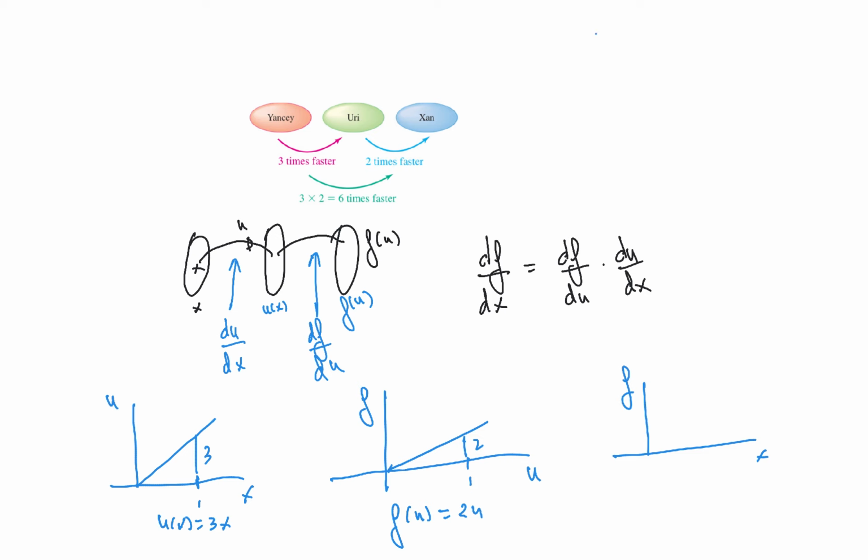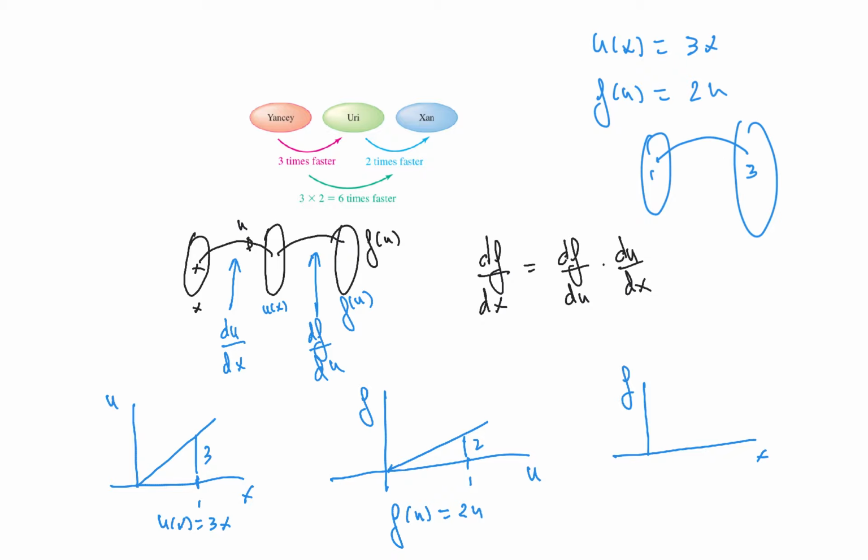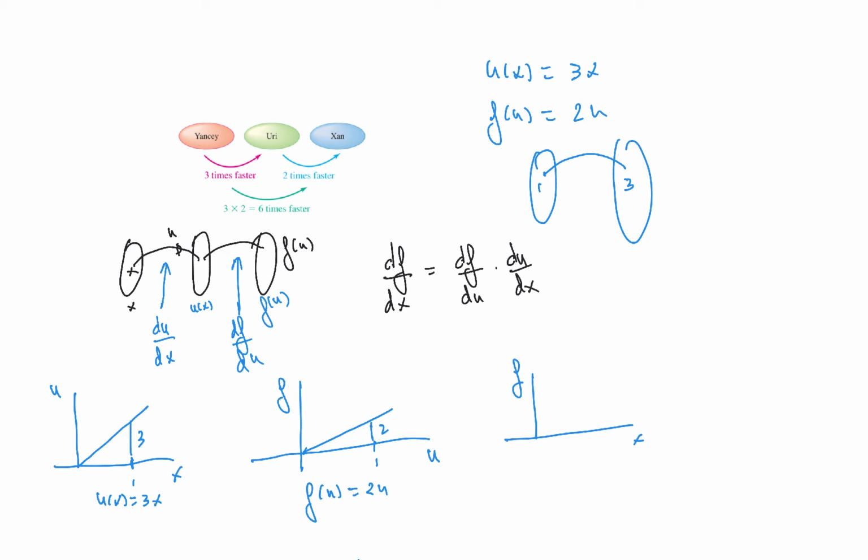If u of x is 3x and f of u is 2u, I start with the number 1. So u of x transforms it into a 3. And now f of u is transforming the 3 into a 6. Okay, if this idea is clear, this is f of 3, f of u, and this is u of 1. u of 1 transforms into 3, u of 3, f of 3 transforms into 6.